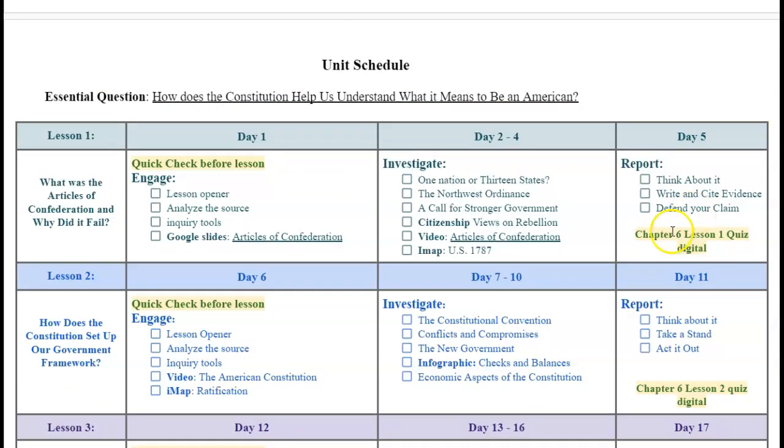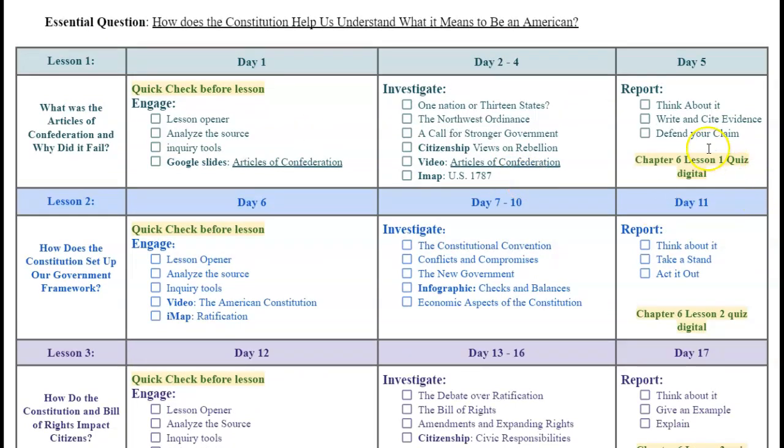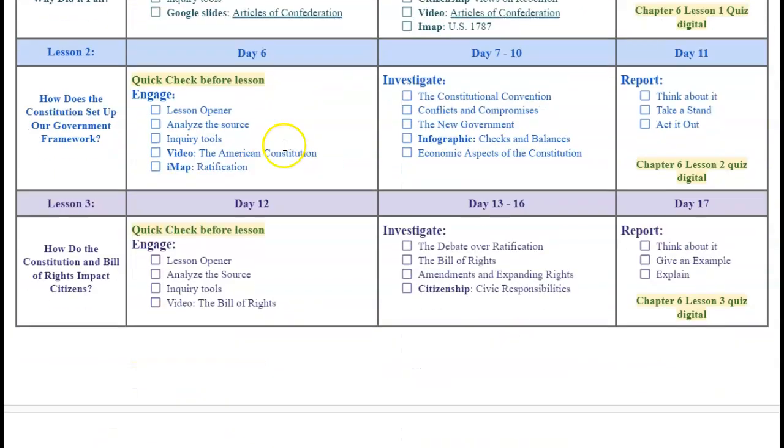Keep in mind that, of course, Chapter 6, Lesson 1 is going to be a quiz for you guys at the end of the week, so it might make it easier if you're just starting this on Monday and going to Friday, whichever works for you.